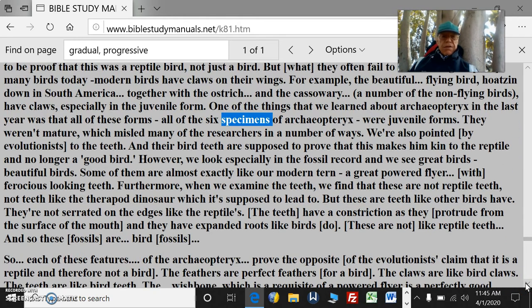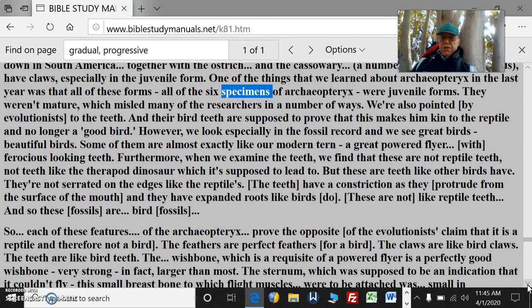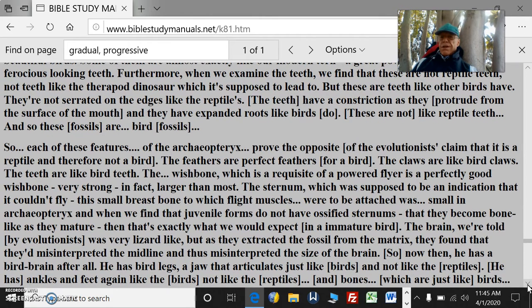The teeth have a constriction as they protrude from the surface of the mouth. And they are expanded roots. They have expanded roots like birds do. These are not like reptile teeth. And so these fossils are bird fossils through and through. And each of these features of the Archaeopteryx prove the opposite of the evolutionist claim that it is a reptile and therefore not a bird. The feathers are perfect feathers for a bird. The claws are like bird claws. The teeth are like bird teeth.